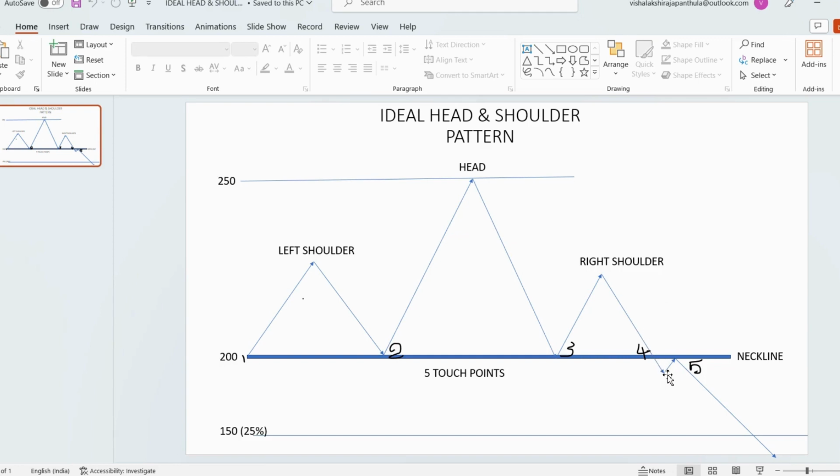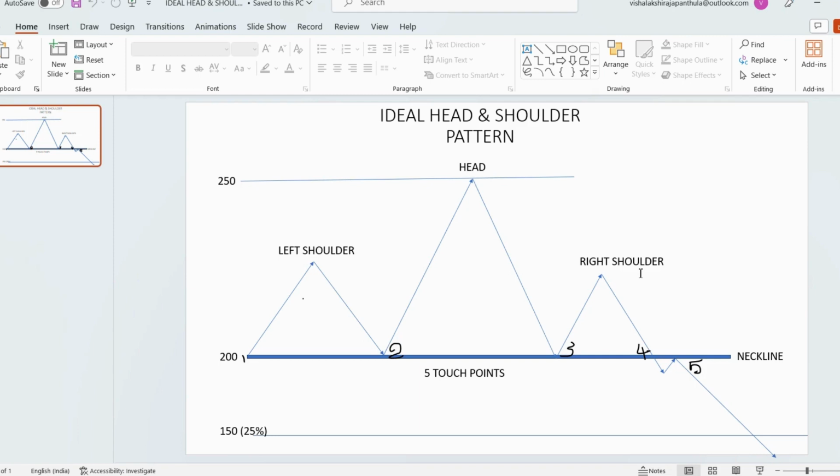Once it breaks the neckline, that is the time where we have to be very attentive to take the trade. Okay, once it breaks the neckline, we have to wait for the price to pull back. Then we can take our trades and aim for the target. The detailed target is discussed in this video. Now, this is the left shoulder. See, this is the left shoulder. This is the high of the head and this is the right shoulder.